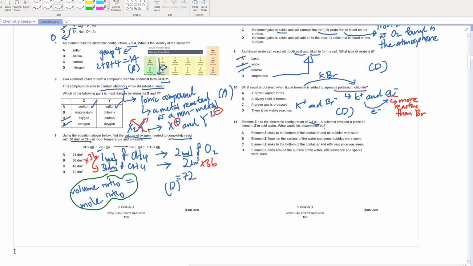What would his observation be? First, you must know that element Z is from group 1, alkali metals. The reactivity of alkali metals increases down the group. So the lower the element is located in group 1, the more violent the reaction is going to be. Straight away, the correct answer is option D, where the element Z darts around the surface of the water, effervescence and sparks were seen. So this is a vigorous reaction.